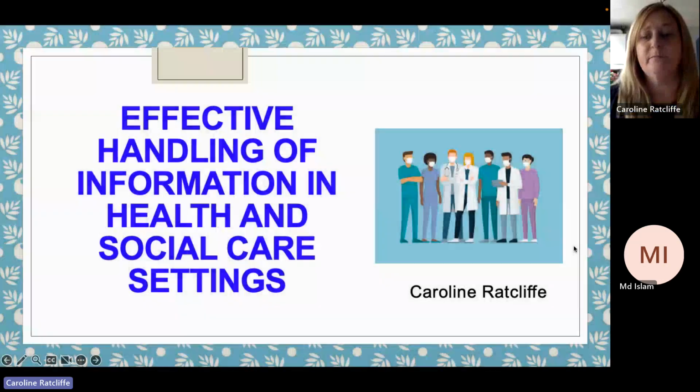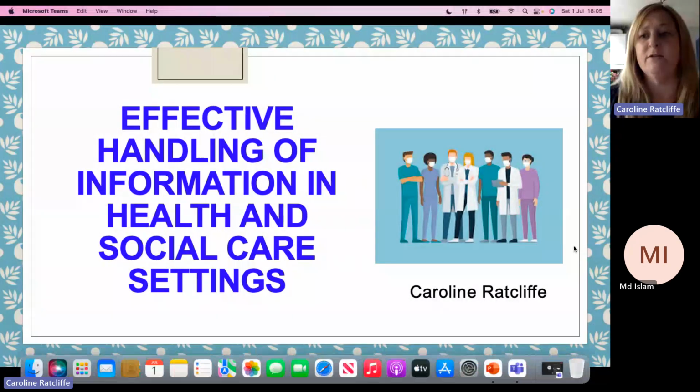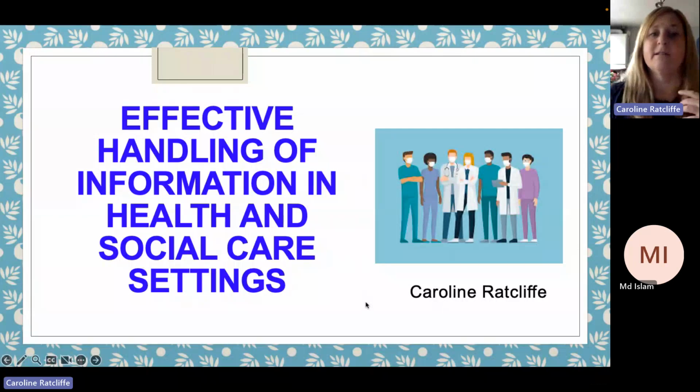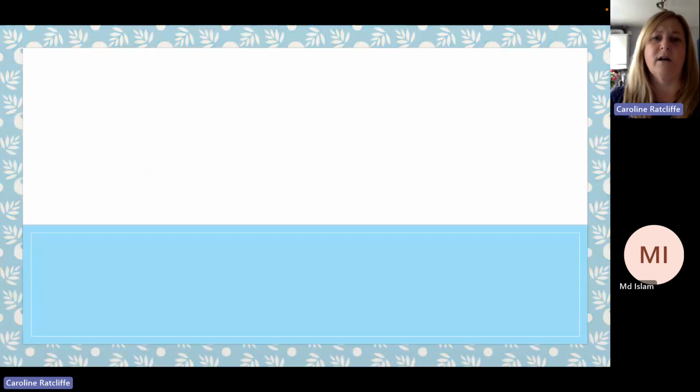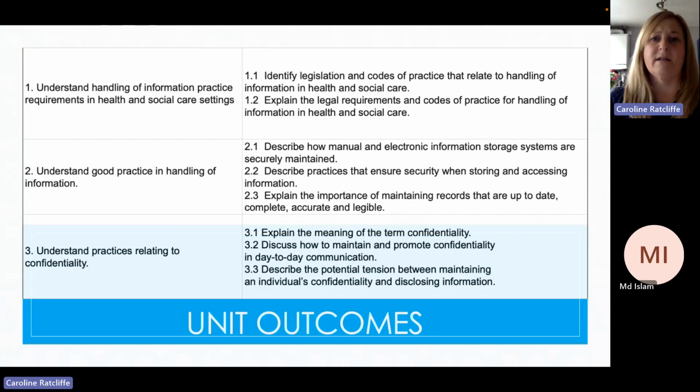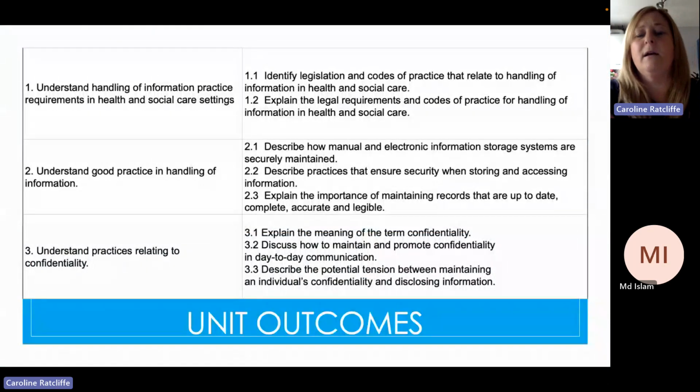Okay, so it's your last lesson with me tonight, and the information that I need to go through for this lesson is going to be the effective handling of information in health and social care settings. It's probably one of the smaller units compared to the first two that you've already done, which is always nice to hear. So it's got some law in it again that we looked at in some of the earlier units, to be fair. So I'm hoping that some of it will make sense, really.